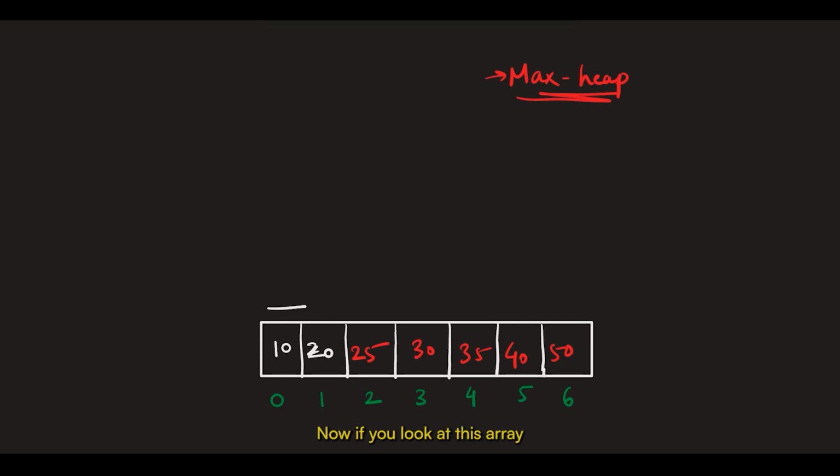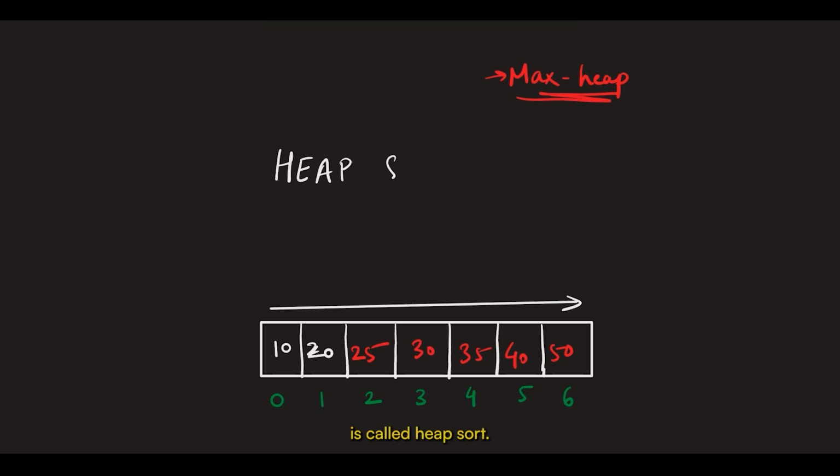Now, if you look at this array, this whole array is sorted, and the procedure that we followed is called heap sort, where we deleted the first element from the heap and preserved the deleted element, and we saw that the deleted elements were in sorted order. So this is heap sort.